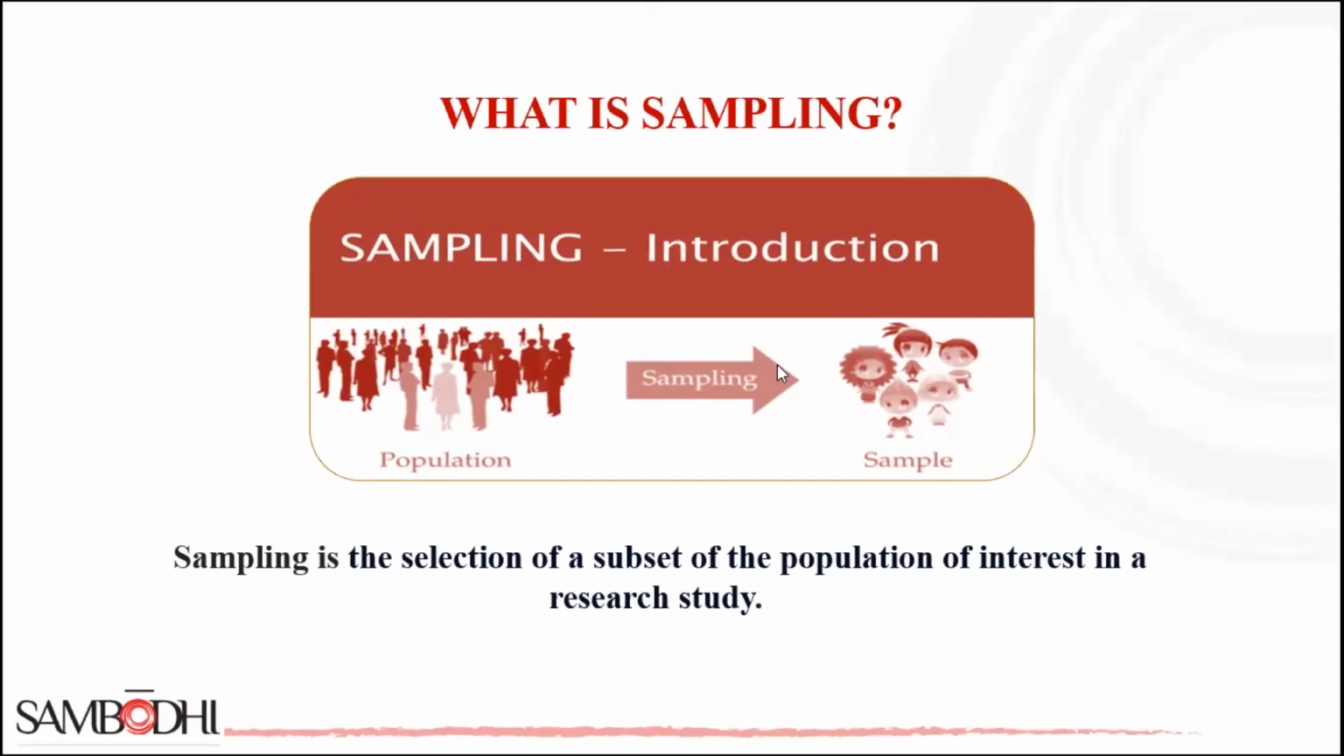So first, we'll start with the introduction. So sampling. Sampling is a selection of a subset of the population of interest in a research study. So a sample is a subset of individuals from a larger population. Sampling means selecting the group that you will actually collect data from in your research.